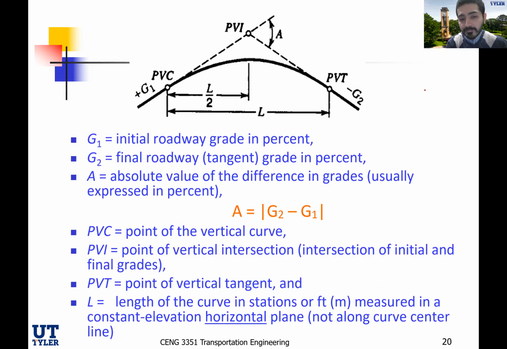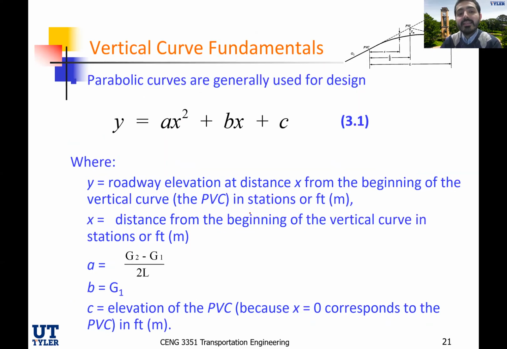Okay, so another equation that I'm expecting you to know, a conceptual equation. This is A. A here is the absolute value of the difference in grades, so that's G2 minus G1. This is a conceptual equation. If I remember it, I should be expecting you to remember it. So that's G2 minus G1. You are not going to be provided that in the exam.